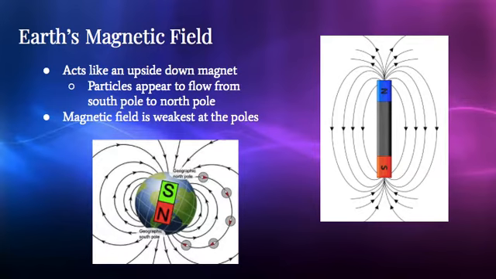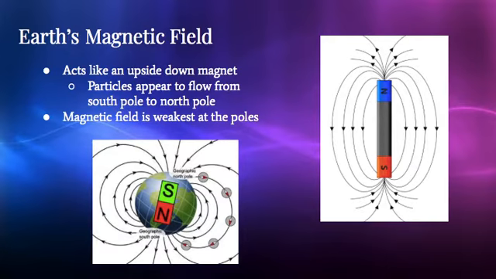The Earth has a magnetic field similar to a magnet. The geographical North Pole is actually the South Pole of a magnet. Since opposite ends of magnets attract, the north end of a compass will point towards the North Pole because it is the South Pole of a magnet. When these charged particles from the Sun come in contact with the Earth's magnetic field, they will flow from the South Pole to the North Pole because Earth works like an upside down magnet.